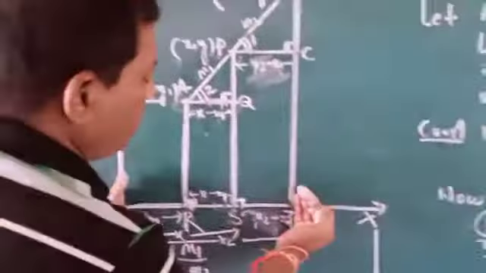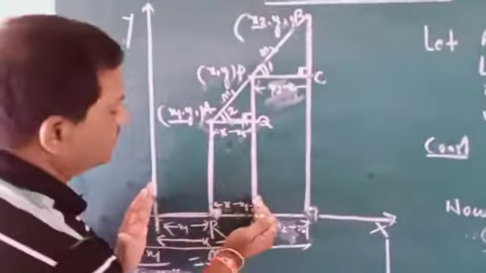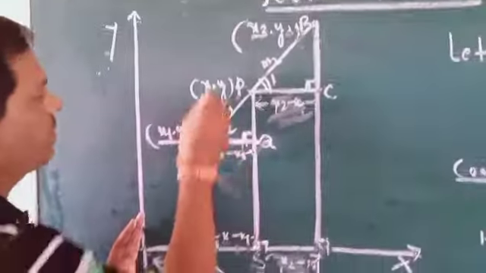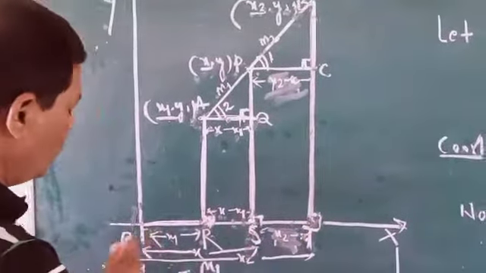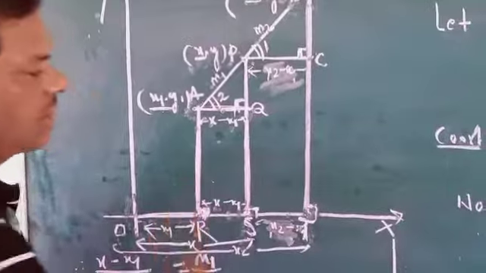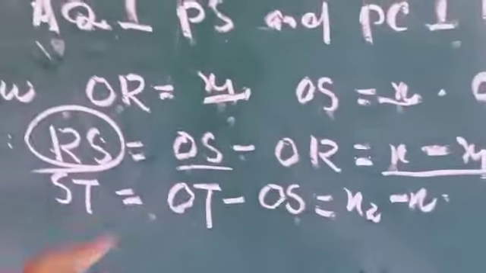Again, OT is x2 and OS is equal to x. So ST will be OT minus OS. I have written ST is equal to OT minus OS, which is x2 minus x. So ST is equal to x2 minus x.